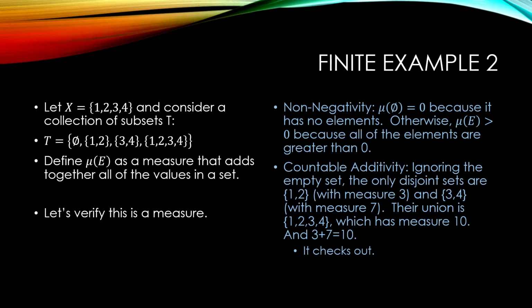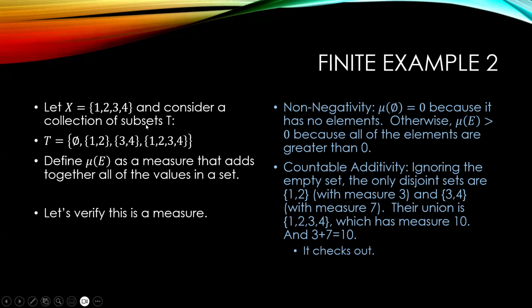Here's another way. Same set, but now we're going to define the measure as the measure that adds together all of the values in a set. And so here, this set has 1 and 2, and this one has 3 and 4, and this one has 1, 2, 3, and 4. Let's verify this is a measure. Again, the measure of the empty set is 0 because there is nothing in there. And so we have no elements, its measure is 0.